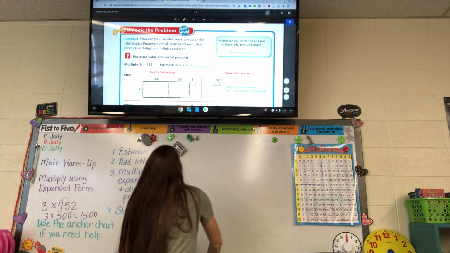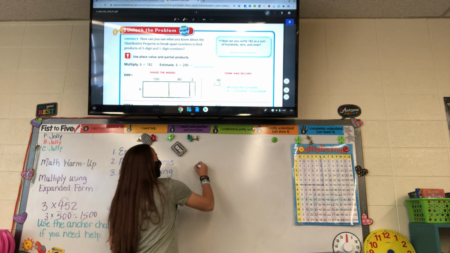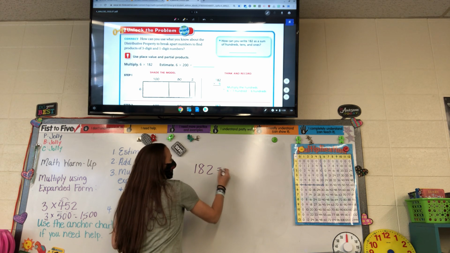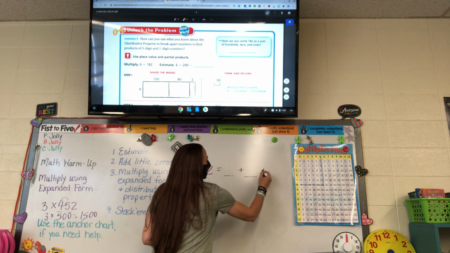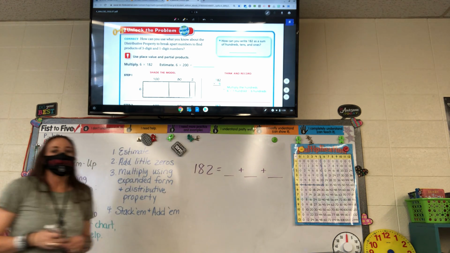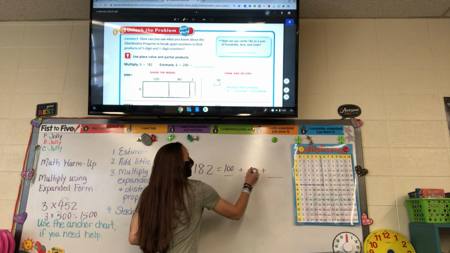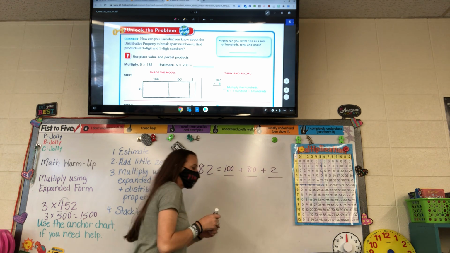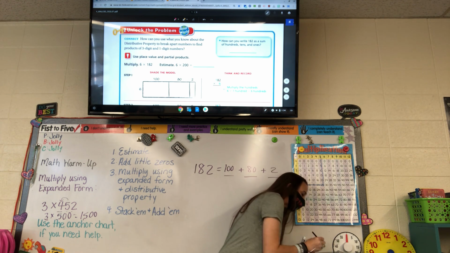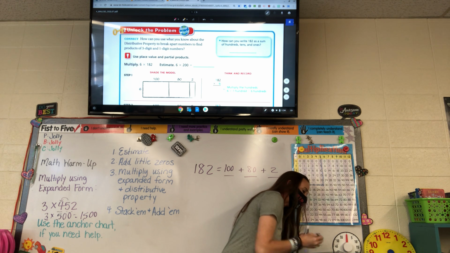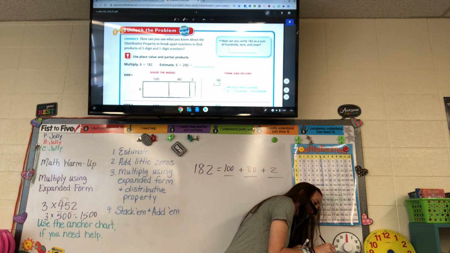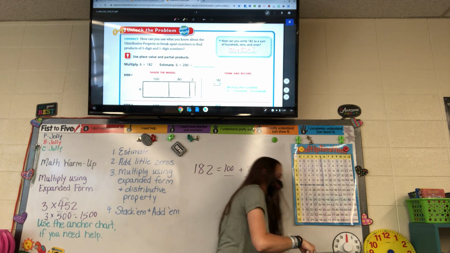Addition. Okay, so here's 182. Give yourself a point, Ethan. Equals something plus something plus something. 182 equals, Waylon? 100 plus 80 plus 2. Beautiful. Give yourself a point. Okay, here's what you're going to write down on this box. 100 plus 80 plus 2.